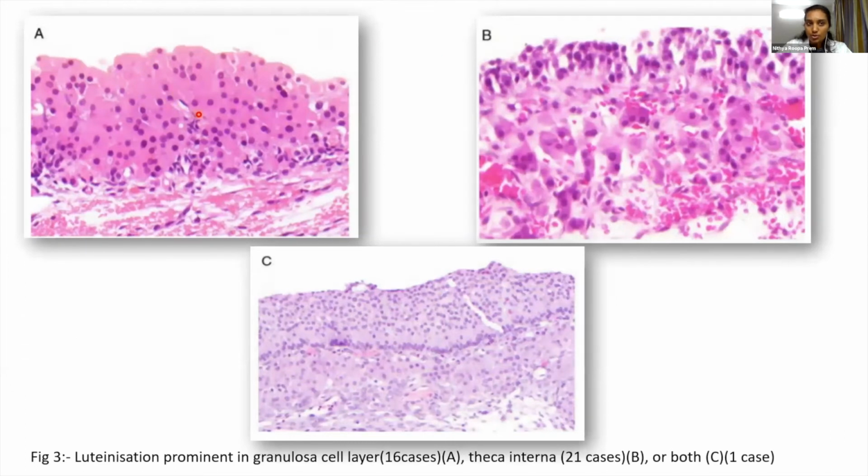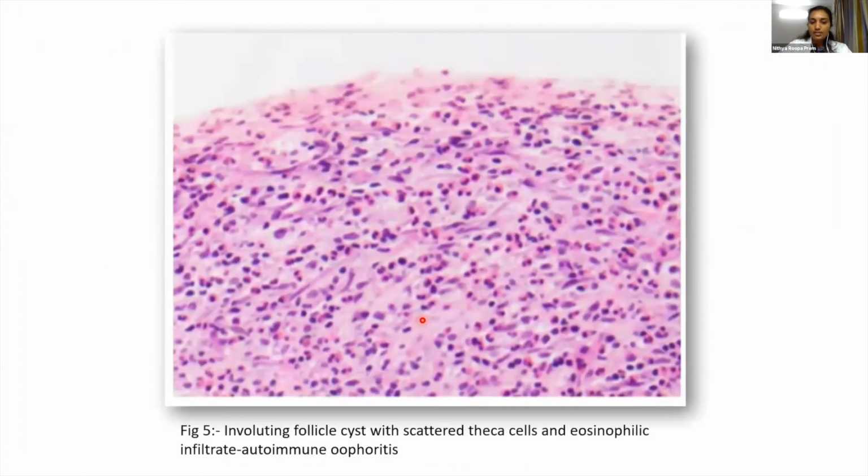16 cases showed luteinization in the granulosa cell layer, then 21 cases showed luteinization in the theca interna, and 1 case showed luteinization in both the layers. There's the diagram showing an involuting follicle cyst with scattered theca cells and eosinophils, suggesting autoimmune oophoritis.